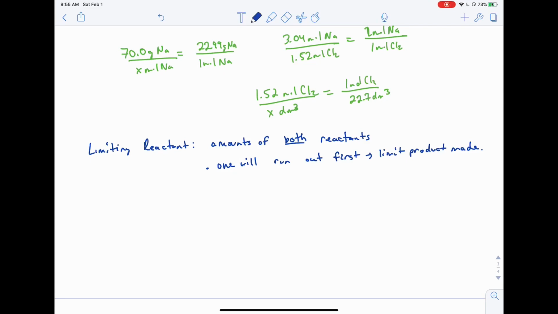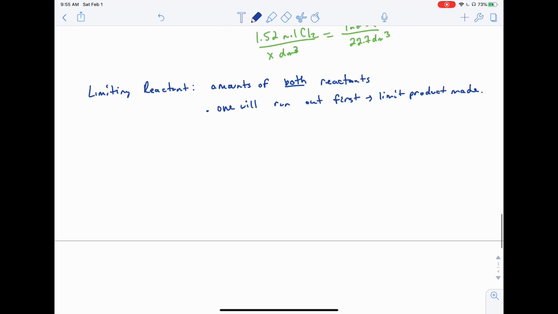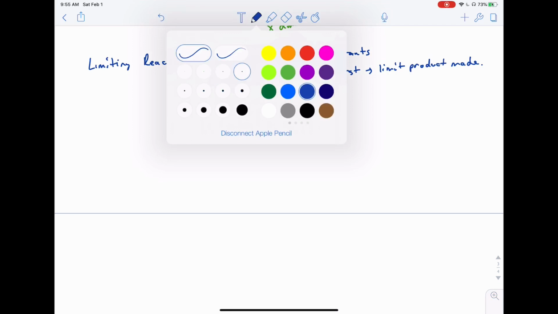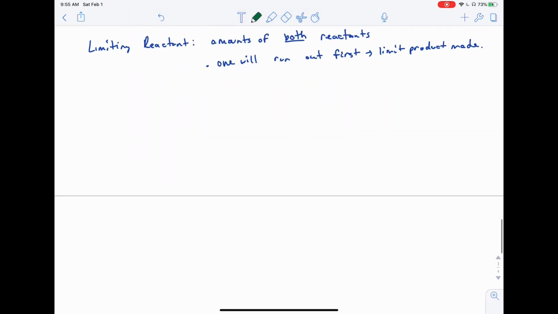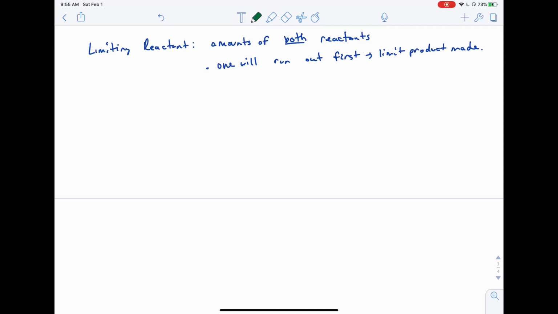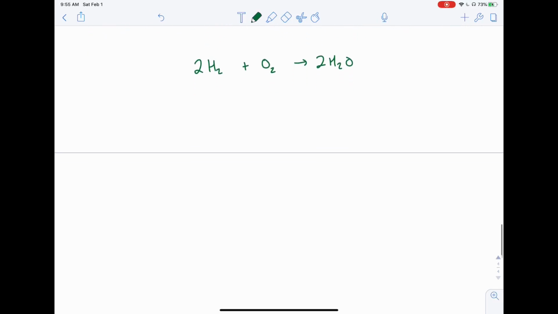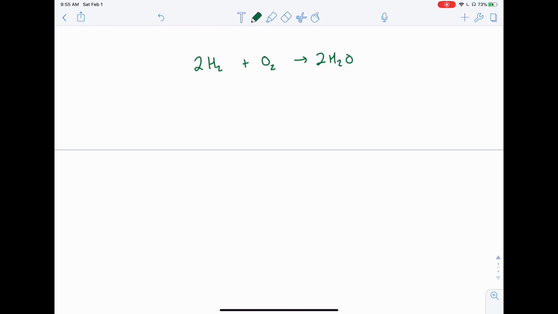If I need less than what I have, then that's the limiting reactant. I'm going to show you how to do that now in both ways, okay? Let's say, for simplicity's sake, we use that same reaction with water, and I'm given 8 grams of H2 and 40 grams of O2. There are two ways you could do this.